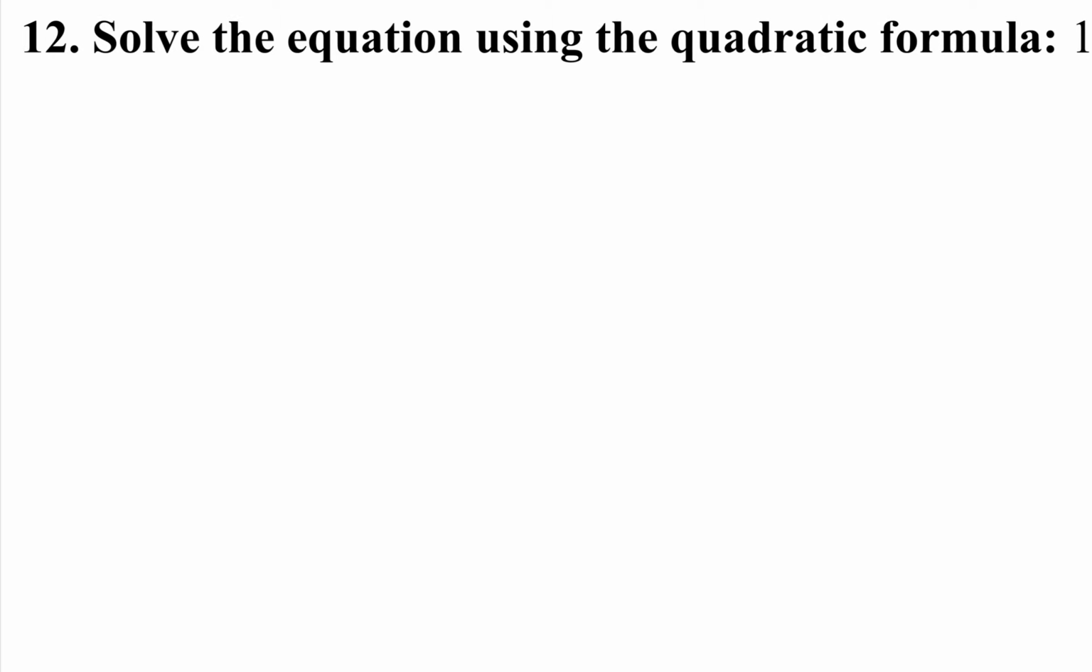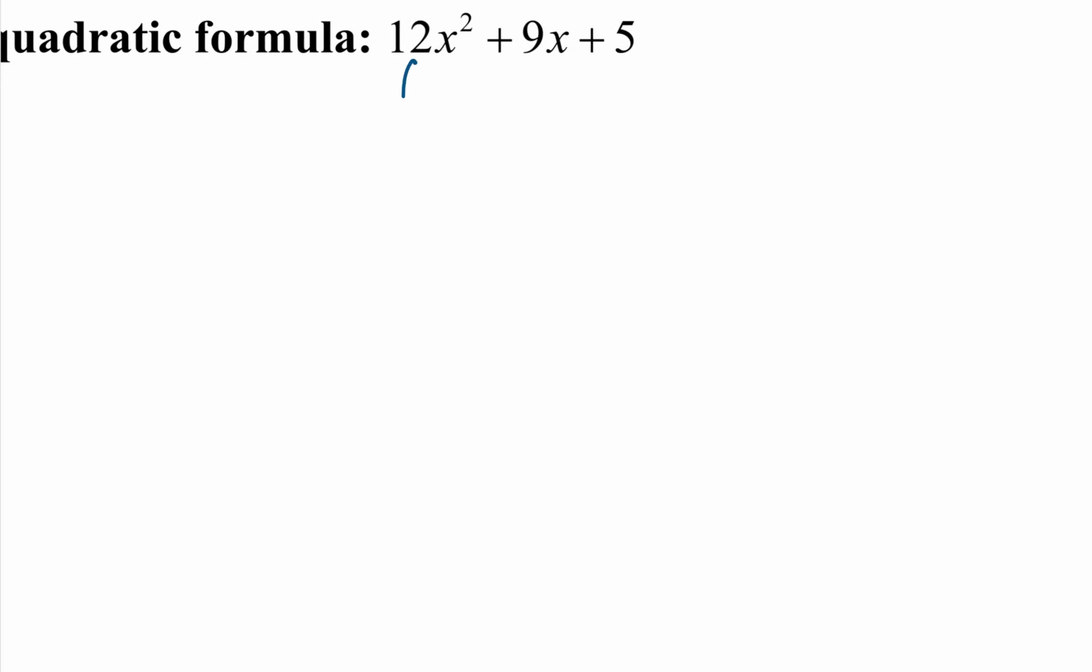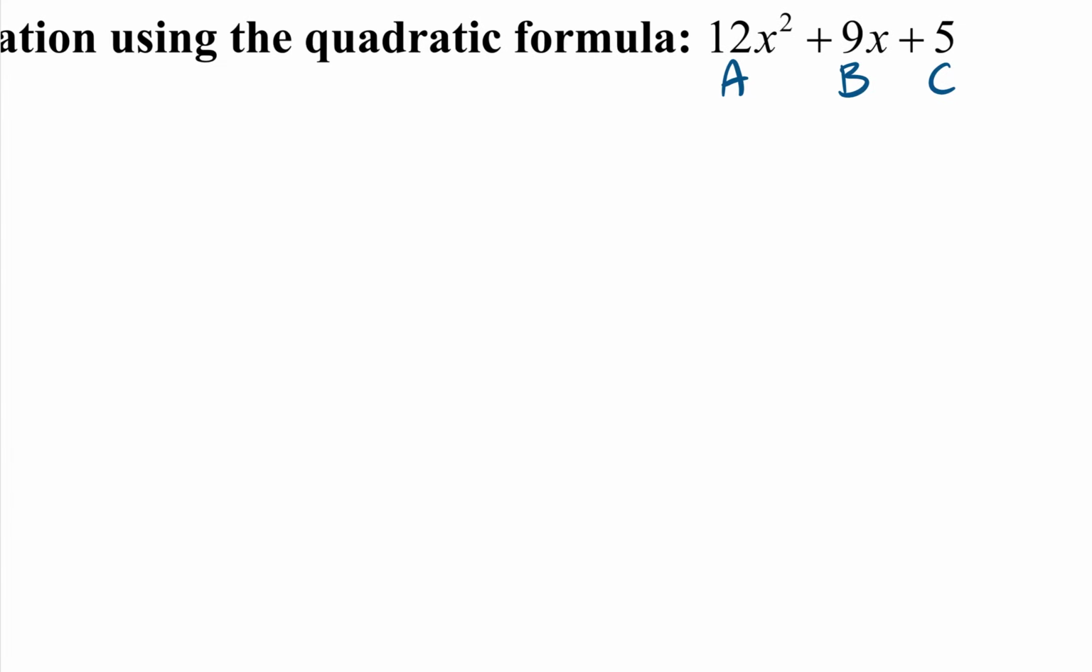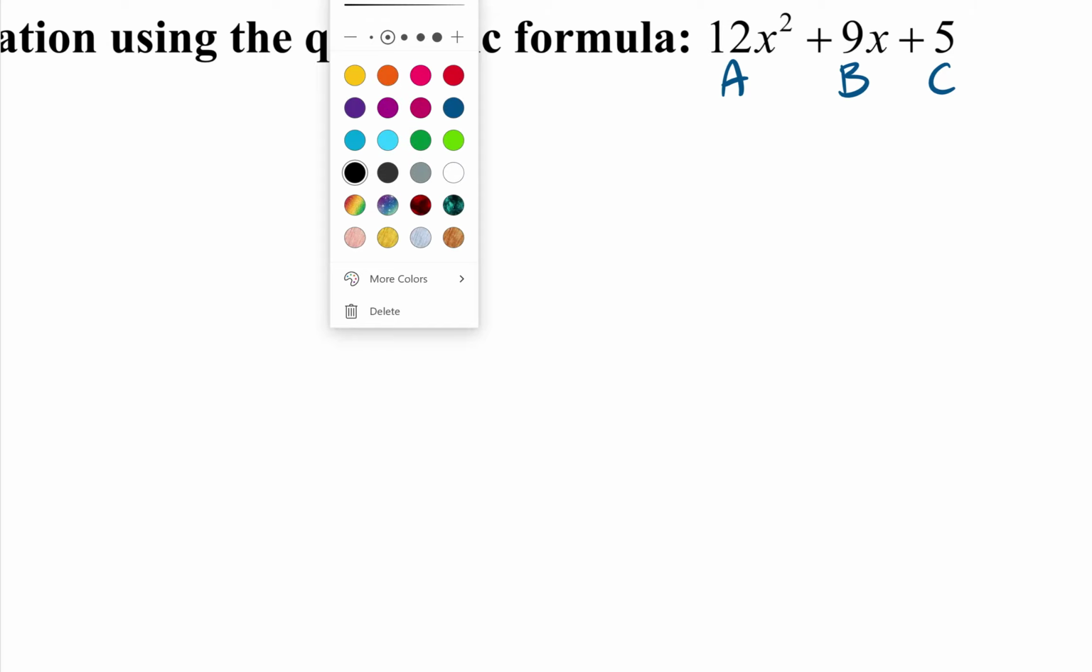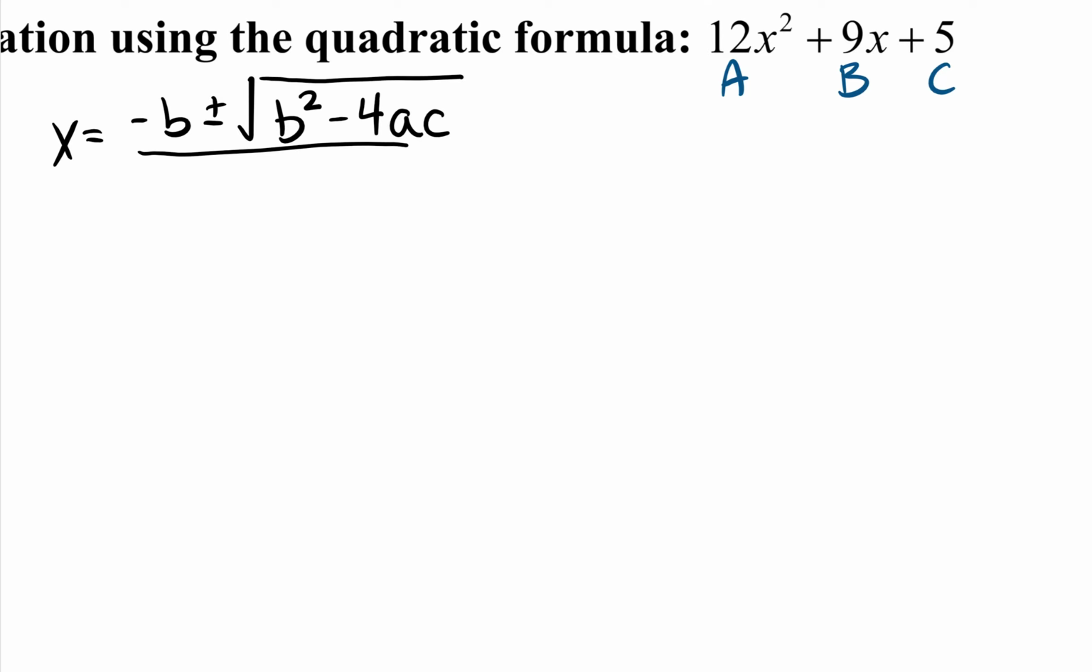12. Solve the equation using the quadratic formula. Alright, so first thing you want to do here is label A, B, and C. And if you forgot, quadratic formula is negative b plus minus square root b squared minus 4 times A times C. All of that is over 2A.